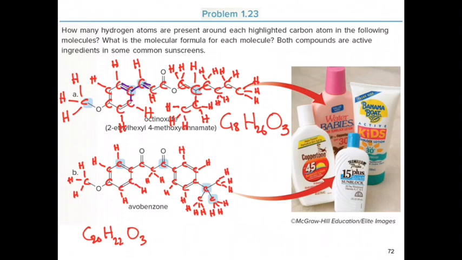And then it's asking the total number of hydrogen atoms in the highlighted carbons. And so here's a highlighted carbon. It only has 1 hydrogen attached to it. And this other highlighted carbon has 0 hydrogen atoms. This carbon has 0 as well. And then this last one has 3 hydrogen atoms attached to it.